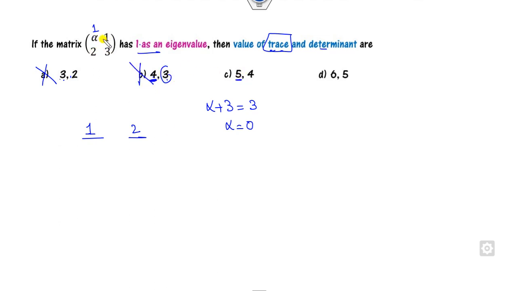If trace is 5, alpha will be 2. If alpha is 2, the determinant will be 6 minus 2, 4. So it's the right answer. If trace is 6, then alpha will be 3. Then it's 9 minus 2, 7, but it's a 5. So the right answer is only C, the correct option.